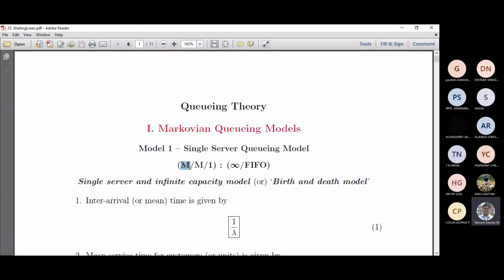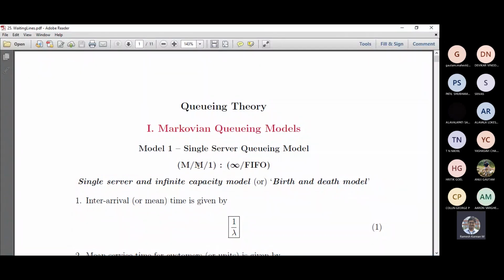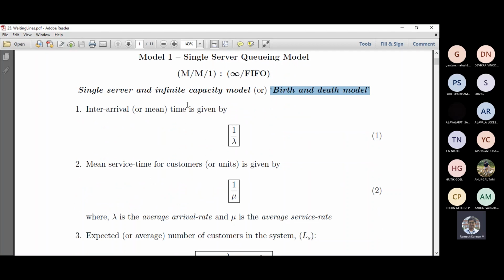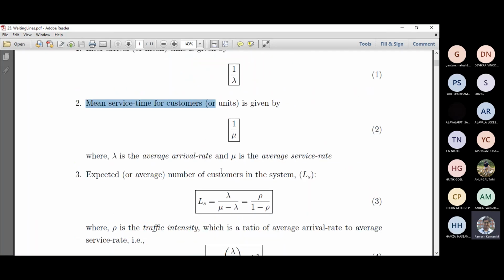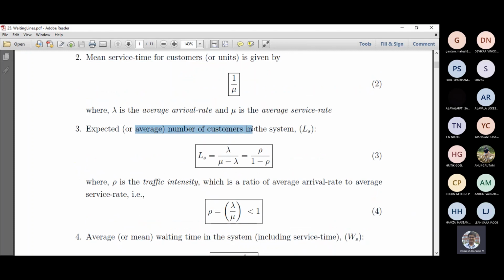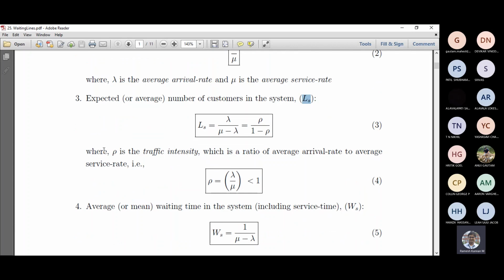It is the Poisson arrival and exponential service rate, and then single server, infinite capacity, first in, first out model. This is also known as the birth and death model. We talked about inter-arrival or mean time, and we also talked about mean service time and the expected average number of customers in the system, LS. And rho is the traffic density.